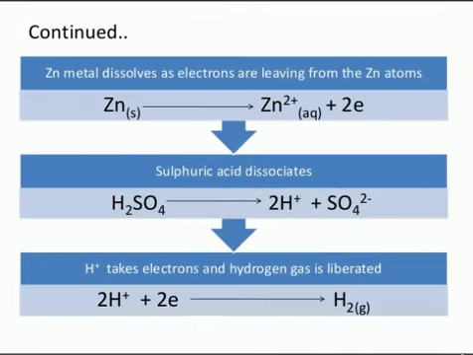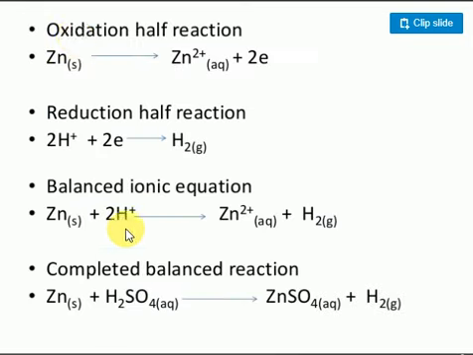Just imagine, zinc solid losing 2 electrons to form Zn2+ in aqueous solution. Initially zinc is a solid only. As time goes on, the zinc dissolves in the solution. Next, sulfuric acid breaks into H+ ions and sulfate ions. The H+ ions gain electrons and form hydrogen gas. Oxidation happens here, reduction happens here. Both take place only in a single cell.